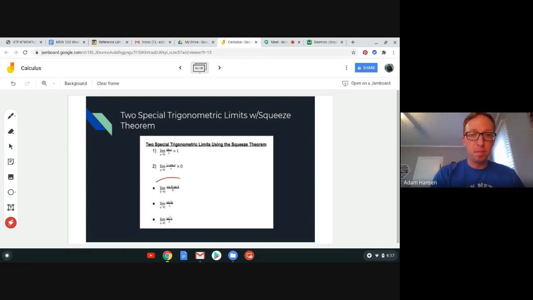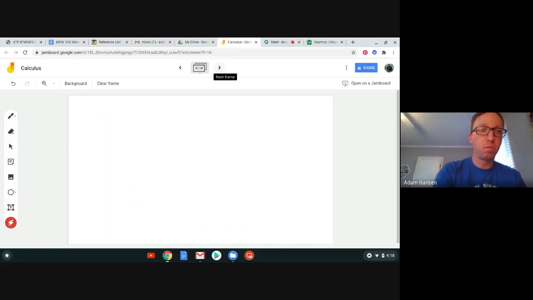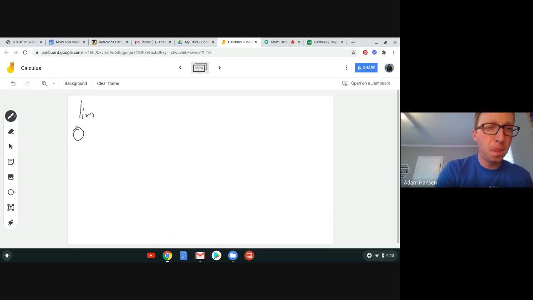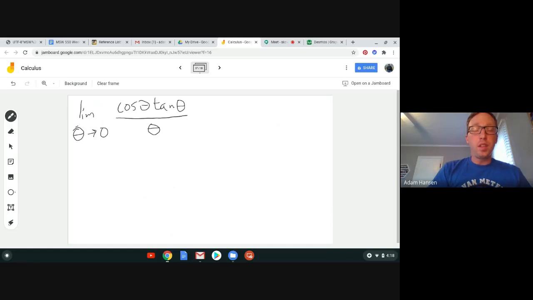So let's see if we can't use that to simplify some of these kind of difficult looking trig function limits. So first up, we have the limit as theta approaches 0 of the cosine of theta times the tangent of theta divided by theta. Okay, let's see if we can use a little bit of trig identities here. I know that the tangent of theta is equal to sine theta divided by cosine theta.